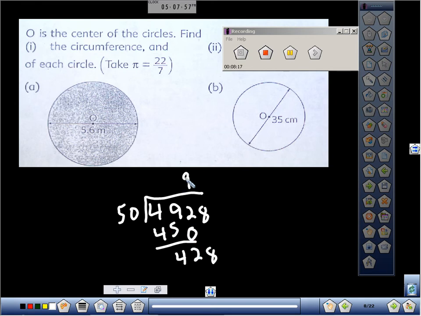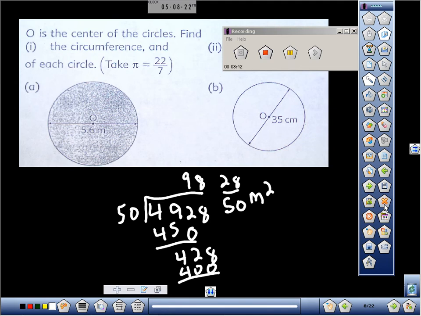5 goes into 42 8 times, which is 40, so it'll be 400. So we get 98 and 28 fiftieths. Wow. And that's going to be meters squared. That's a lot of work right there, isn't it? Okay, now we're going to erase that.